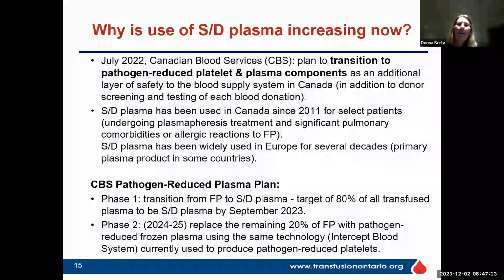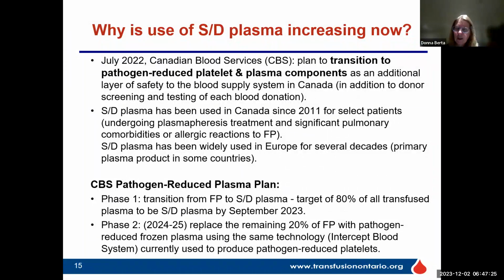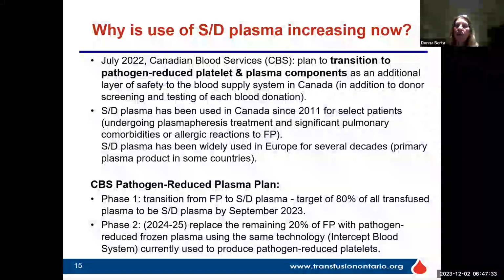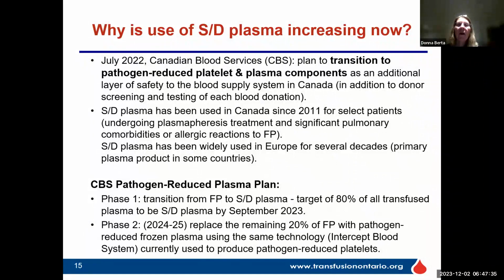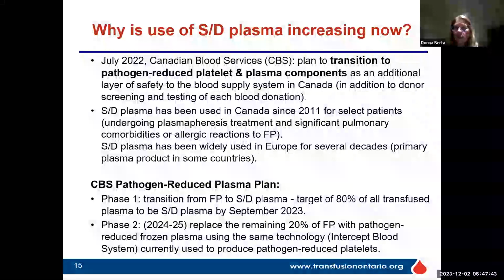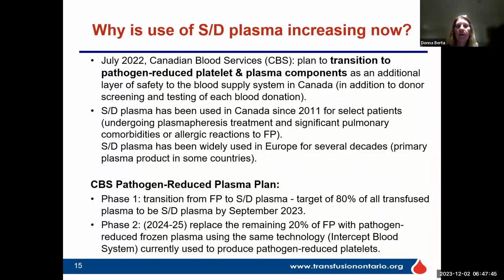Why is all of this happening now? Well, in July of 2022, Canadian Blood Services announced their plan to transition to pathogen-reduced platelets and plasma. And that was to provide us with an additional layer of safety in our blood supply. This is in addition to the donor screening and testing that happens with each blood donation and continues to happen.